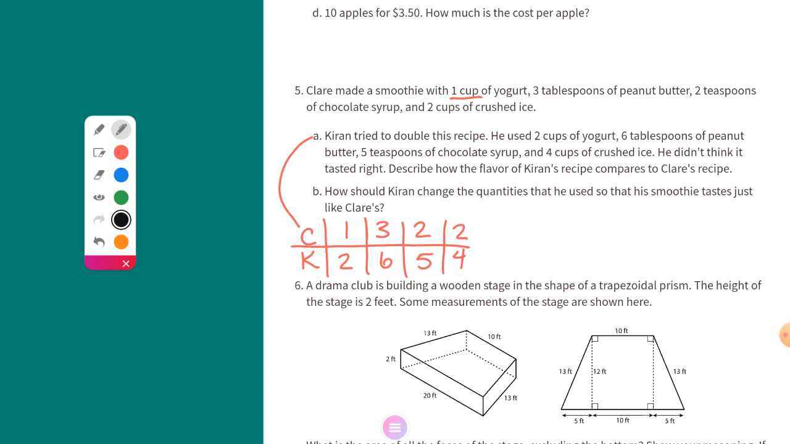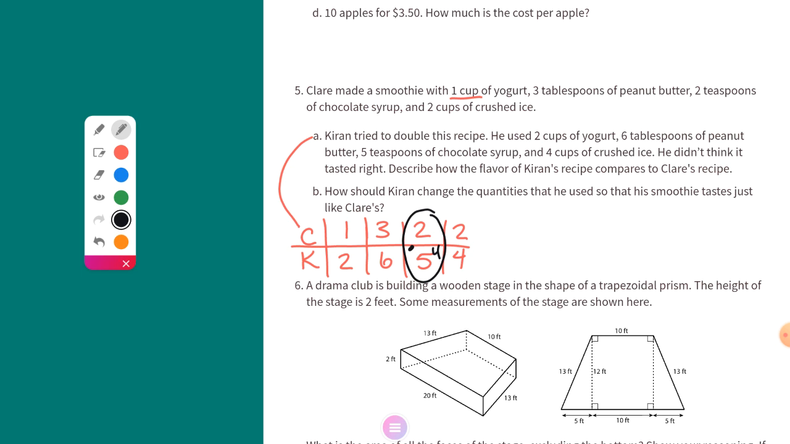So he tried to double it. So which one of these did he mess up on? Chase? The 2 and the 5. Yeah, this one right here. They messed up on the chocolate. So how much chocolate should he have used? Chase? 4. Okay, so this question says, describe how the flavor of Kieran's compares to Claire's. How would the flavor compare if he used 5 teaspoons of chocolate and he should have used 4?